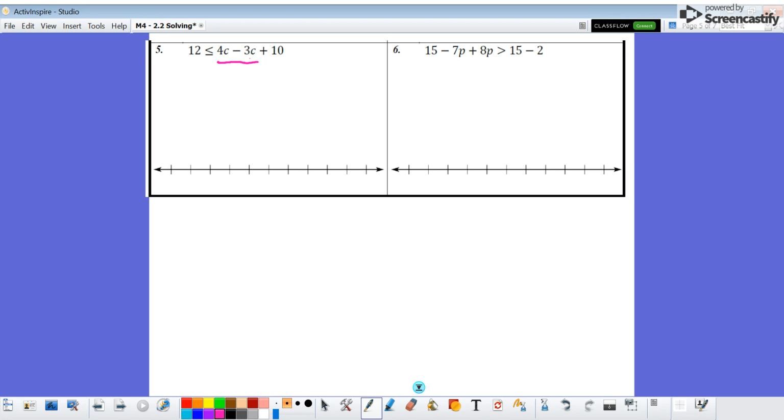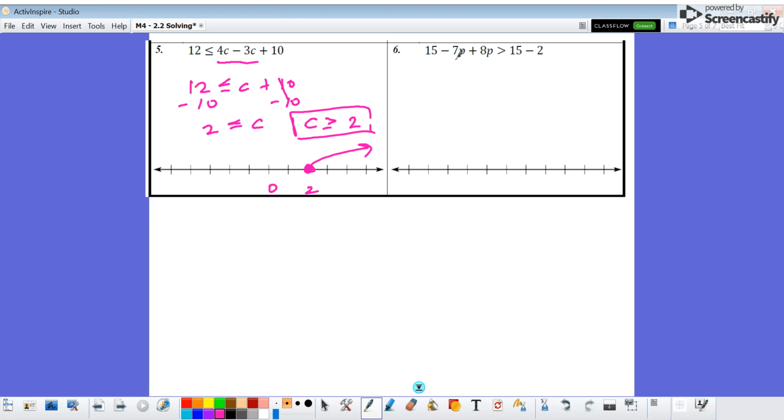I'll combine these like terms. So that'll give me 12 is less than or equal to c plus 10. So I just combine those like terms, subtracting 10 from both sides. So I have 2 is less than or equal to c. Again, I'm going to rewrite that so that c is on the left, 2 is on the right, and the alligator continues to eat the c. 0, I have 2, it's filled in, and my arrow's to the right.